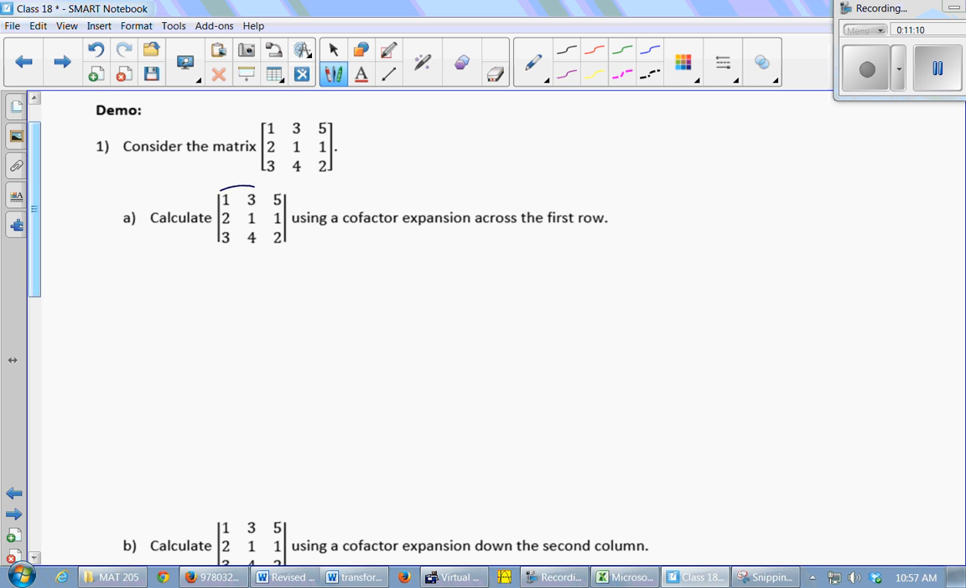Okay, so I'm going to use my first row here. Those are going to be my coefficients, the first term of everything. So my determinant of that matrix A, I'll just call that A. My first term is going to be positive because I'm using row 1. 1 is odd. I start with a positive. So this is going to be 1 times the determinant of the matrix I get when I delete the row and column that 1 is in. So the matrix that remains is 1, 1, 4, 2.